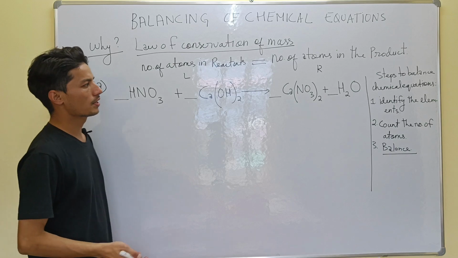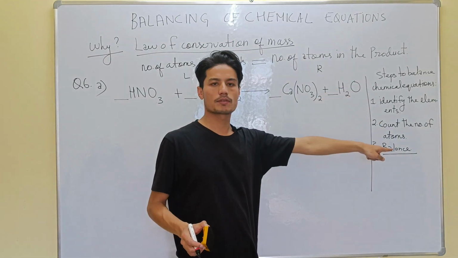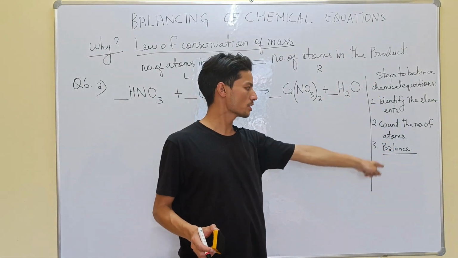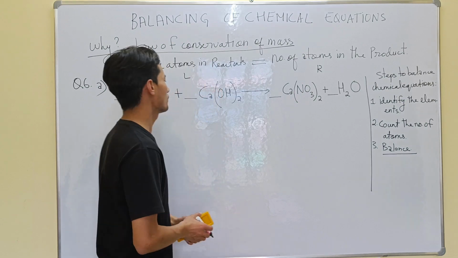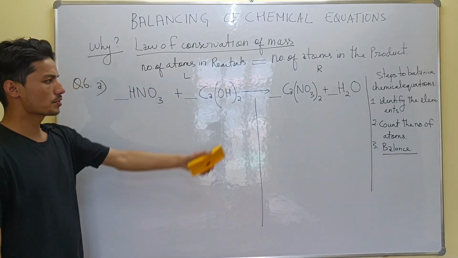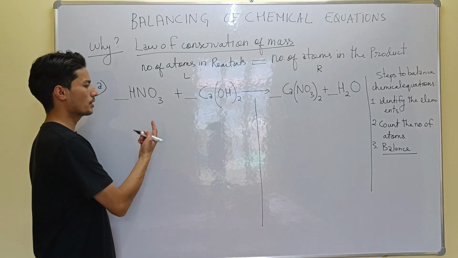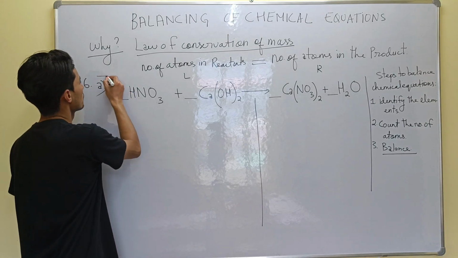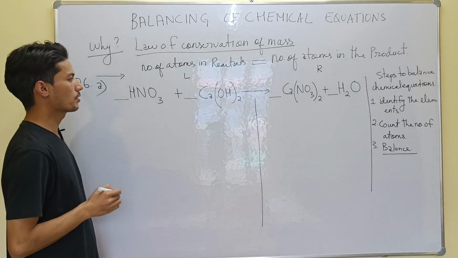So the steps to balance a chemical equation will remain the same. We have these 3 steps to follow. So let's start one by one. You know the drill now. Make a line. The first step is to identify the elements. We will go from the left hand side to the right hand side.